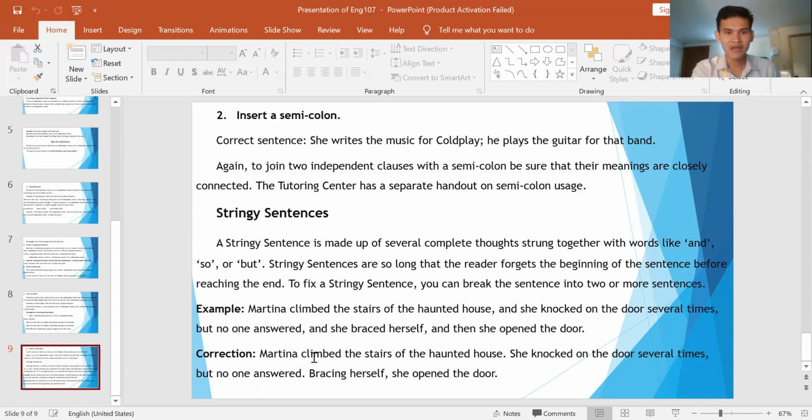Correction: Manita climbed the stairs of the haunted house. Full stop. We need to stop here. She knocked on the door several times, but no one answered. So we need to add a full stop here. Bracing herself, she opened the door. So this is what we call stringy sentences.